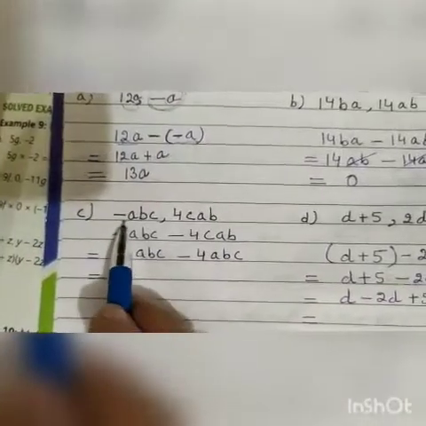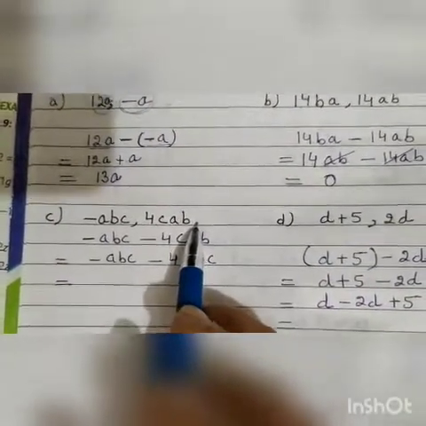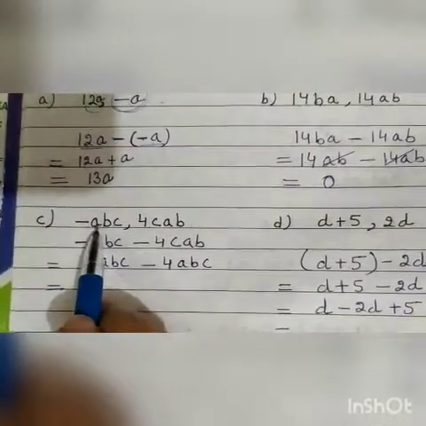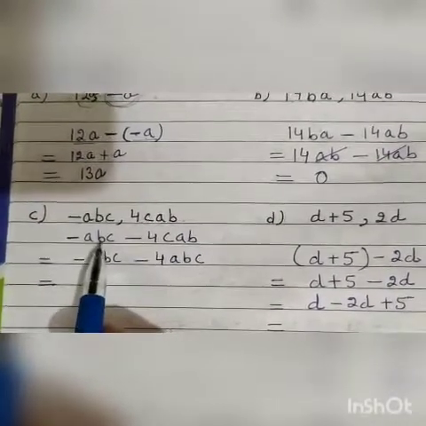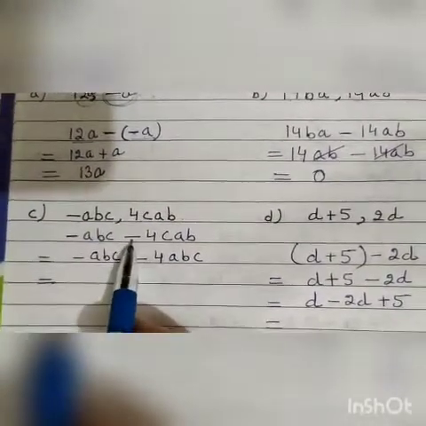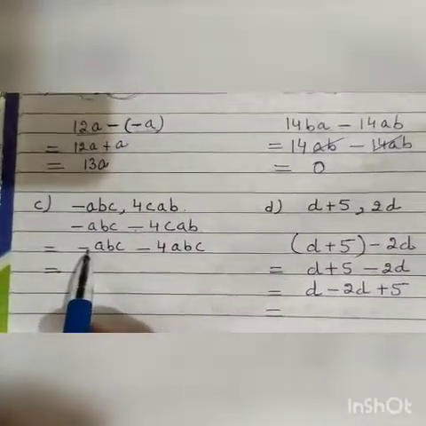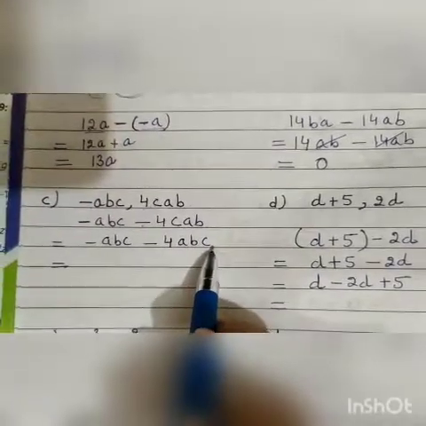Now first term is minus abc, second term is 4cab. We have to subtract this second expression from the first one. So how we will write? This is first expression minus abc. We have to subtract from this second. So we will write it minus 4cab. Now this minus abc minus 4. This cab can be written as abc.